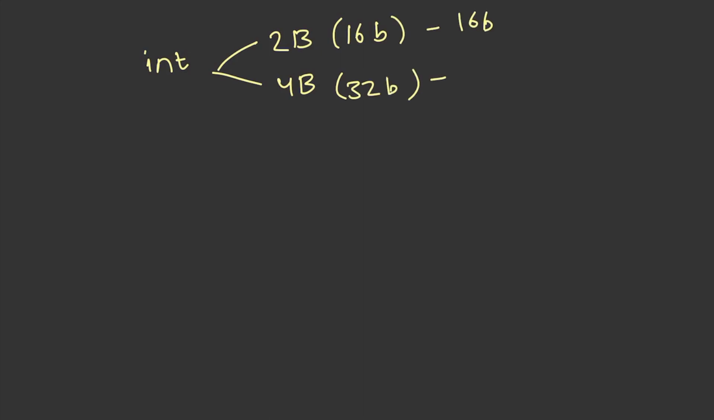Similarly, if you consider an integer, it can be either 2 bytes or 4 bytes depending upon the 16-bit or 32-bit architecture of the machines. So 2 bytes will be 16 bits and 4 bytes will be 32 bits. Let's take an example of a 16-bit integer.